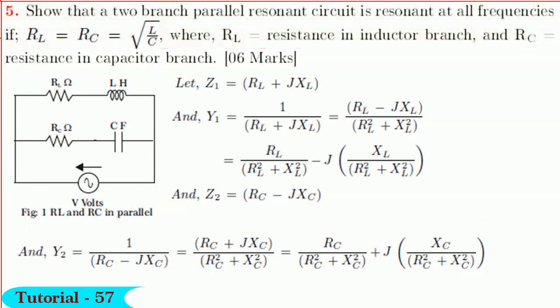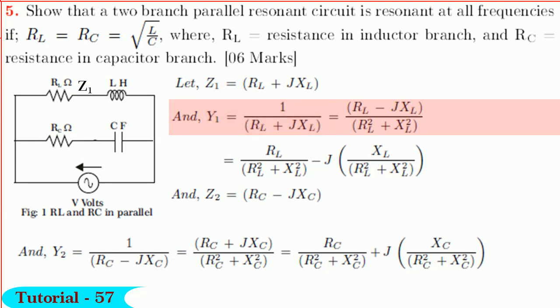In this question, we are required to show that a two-branch parallel resonant circuit is resonant at all frequencies if RL is equal to RC is equal to square root of L divided by C, where RL is the resistance in the inductor branch and RC is the resistance in the capacitor branch as shown in figure. Let Z1 is equal to RL plus jXL and Y1 is equal to 1 divided by RL plus jXL.